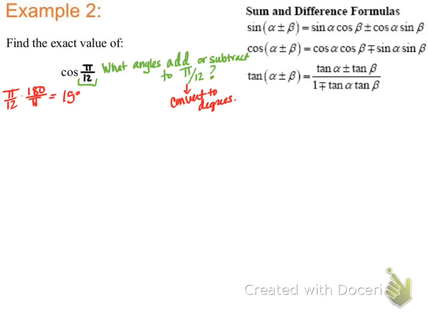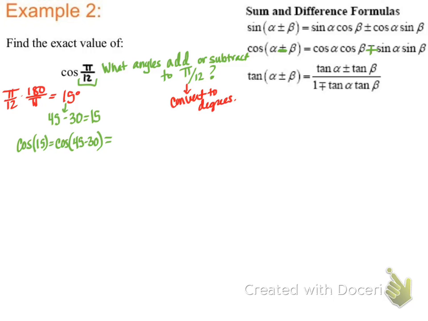So cosine of pi over 12 is the same as cosine of 15 degrees. So I continue to think what angles add or subtract to pi over 12, or 15 degrees, and that's 45 minus 30 is 15. So I'm going to find the cosine of 15 degrees by finding the cosine of 45 minus 30 and using the difference formula.